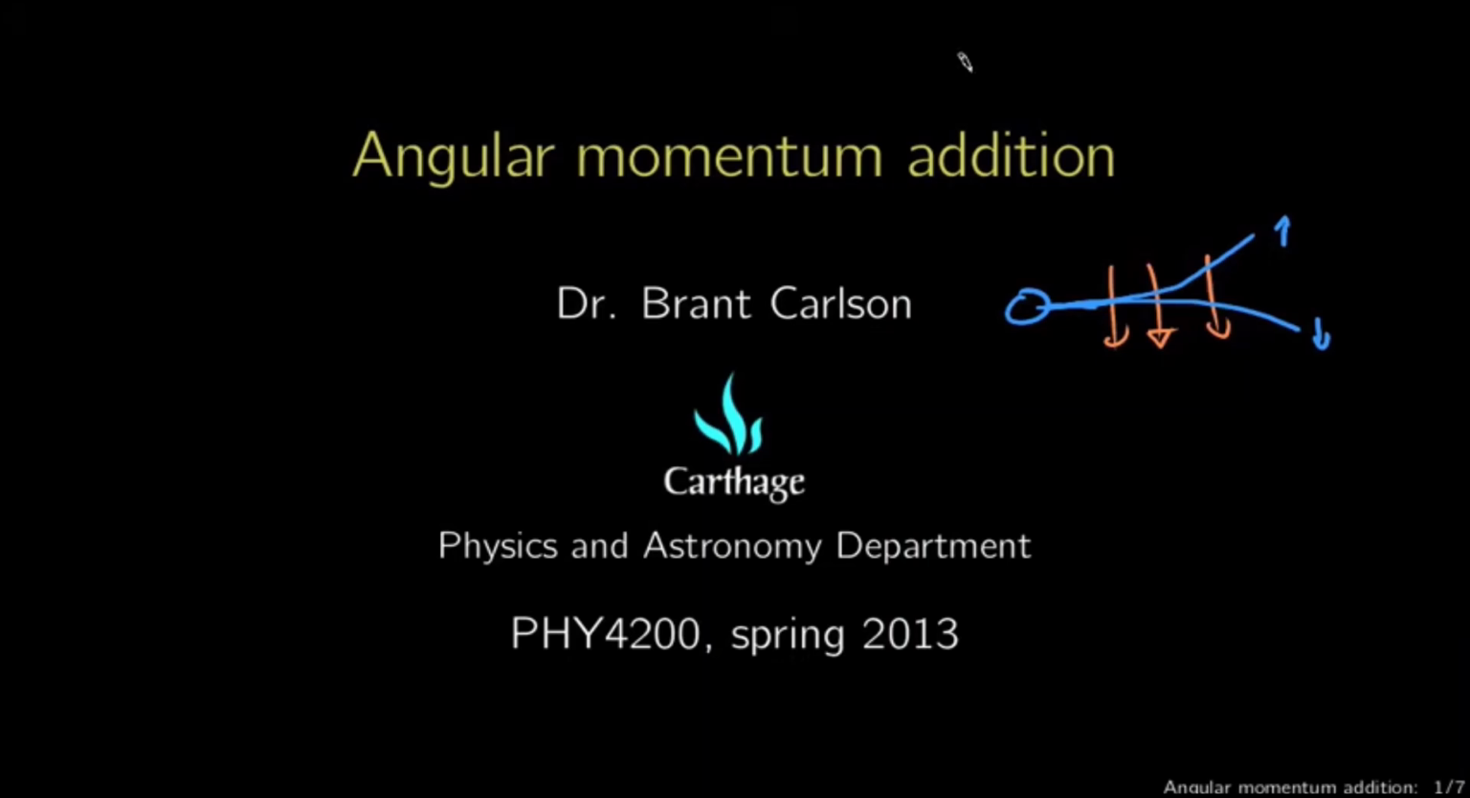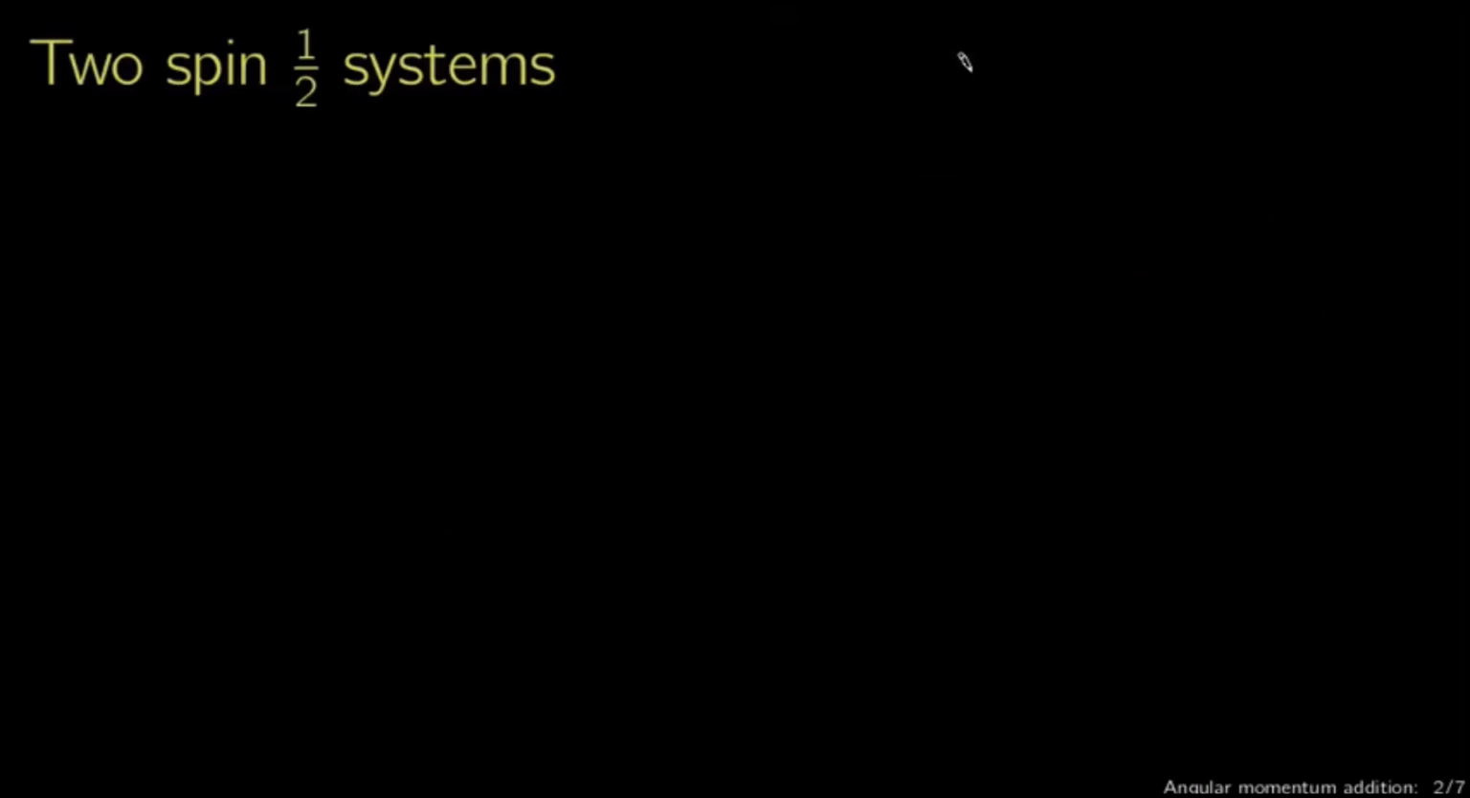I'm only going to be able to scratch the surface of addition of angular momentum. There's actually a lot of deep mathematics that goes in here, and you'll get a feel for some of that. But the simplest case, and what we're going to start with, is two spin 1/2 systems. Suppose I have two spin 1/2 systems, and I'd like to combine them together to find out the behavior of the total angular momentum, for instance. Spin 1/2 systems, you know how they behave. They're either going to be up or down.